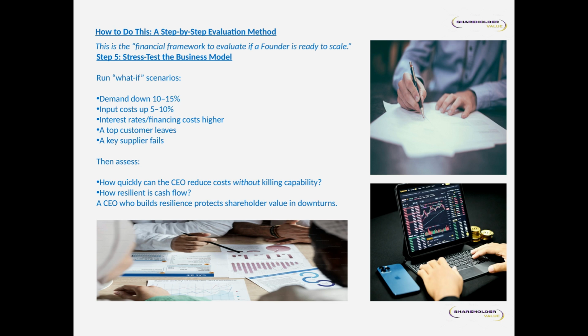After running these scenarios, evaluate how quickly the CEO can cut costs without impairing core capabilities and how resilient the cash flow remains. A CEO who proactively builds this kind of resilience is protecting shareholder value and preparing the business to withstand downturns effectively. This step is about understanding risk and the organization's ability to adapt under pressure.